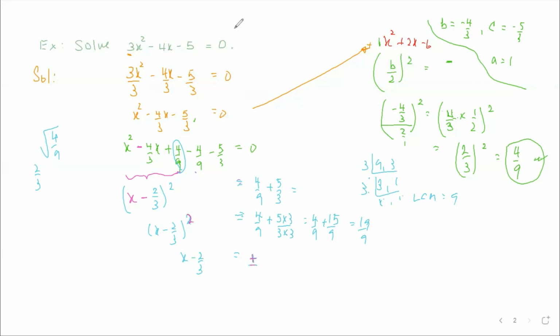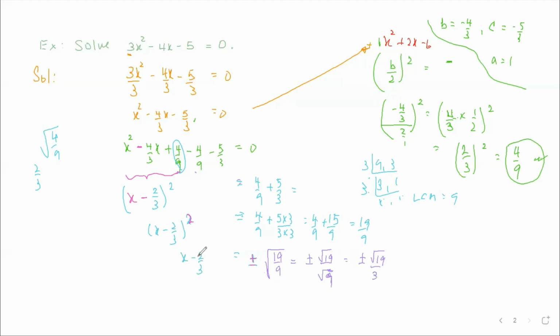Okay, so after this, you have the square root of this side, 19 over 9. If you take the square root, it becomes plus minus square root 19 over square root 9, right? If you understand, you may not need to write this step. You can take square root right away. So this one is going to be plus minus square root 19 over 3, correct?